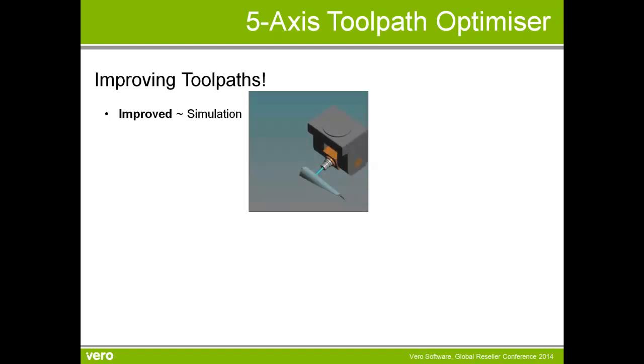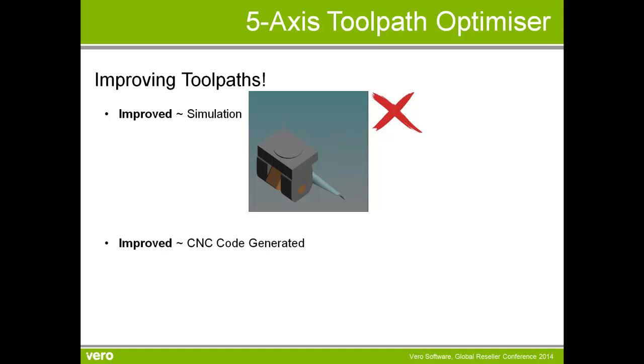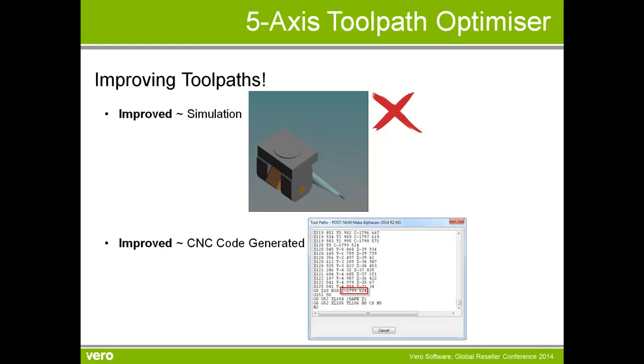So if we have a look at this part here, we see the tool comes up to the top, and at top dead center it rotates by 180 degrees. We don't want this to happen because this may damage the part. The new 5-axis toolpath optimizer will eliminate this. The second benefit it gives us is improved CNC code generation, helping us with our post-processors.